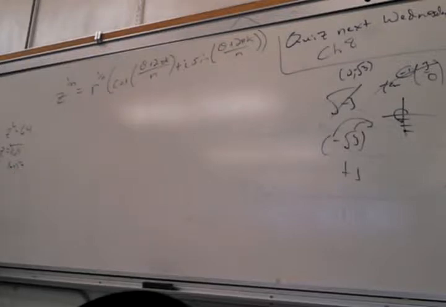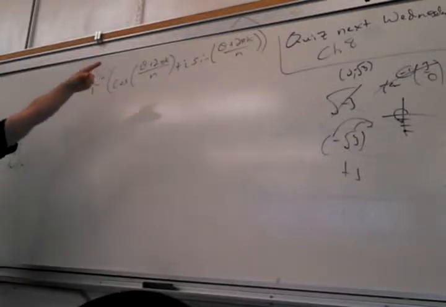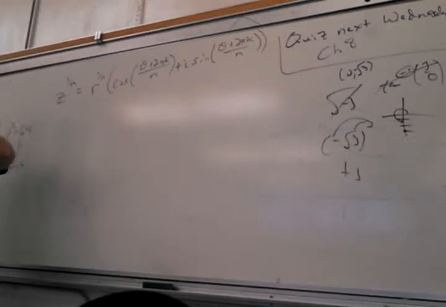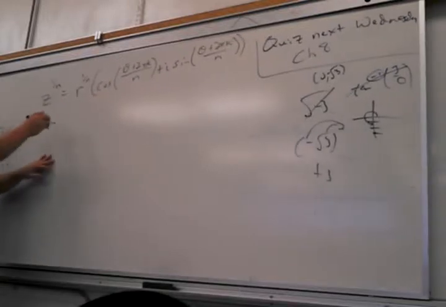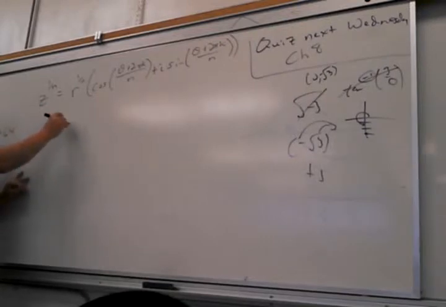What do I have to do first in order to use this formula? What do I need to identify in order to be able to use this formula? I need to change my number, 64. I need to change it into polar form. So I need the polar form of the complex number 64. Is everybody cool with the fact that he just called 64 a complex number? Right? Yeah. What did you call 64? All right. So I want to change 64 into polar form.